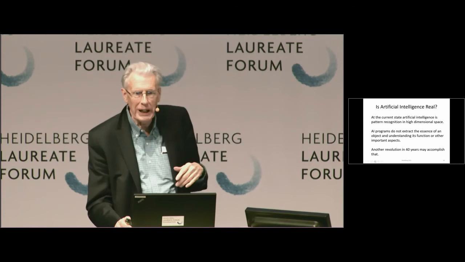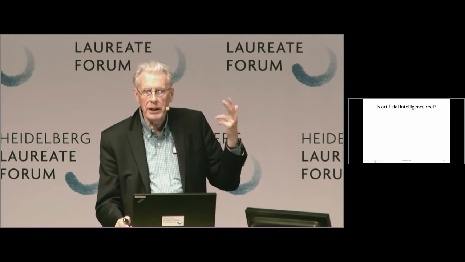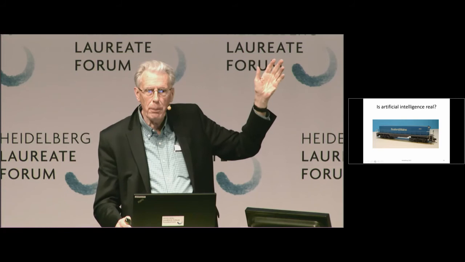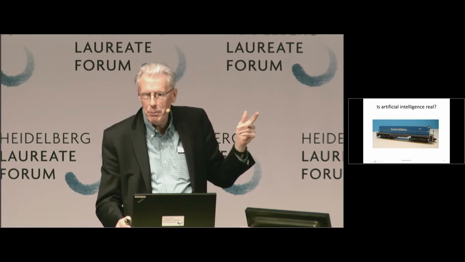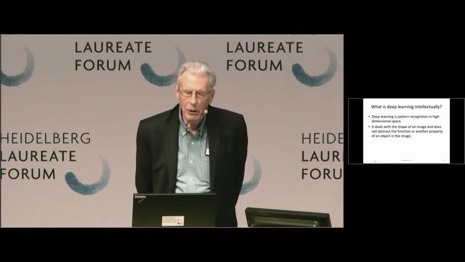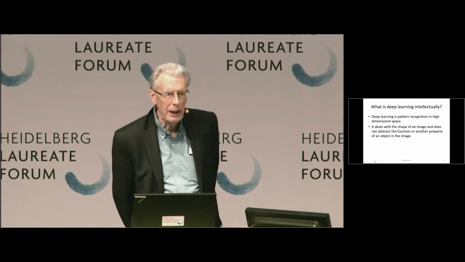But let's say you trained it to recognize railroad cars and engines, and you showed it this picture. It would probably classify this either as a box car or a flat car with something on it. It's actually an engine, because there's no cab, there's no person who drives it, because it's a remote controlled engine. So when people ask what deep learning is intellectually, it just deals with the shape of the image, not with the image itself.